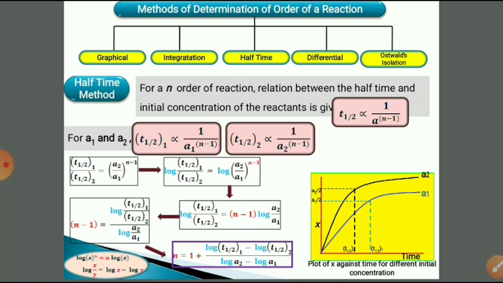So these are the two points where the t half can be calculated. This is the point where exactly half of the initial concentration is converted into product. If you extend the plot to the x-axis, we get the two points, t half 1 and t half 2. These t half values are substituted in the given equation, and we can find the order n. So this is the half time method, where we can calculate the order of the reaction.